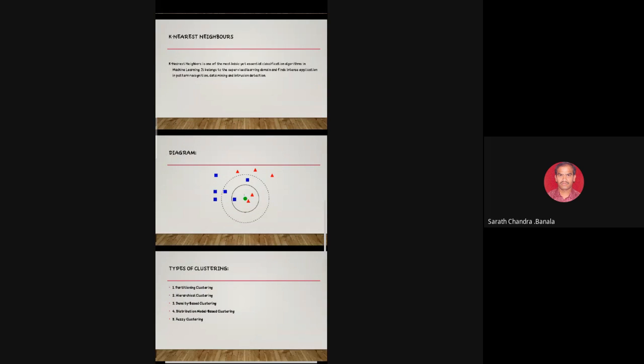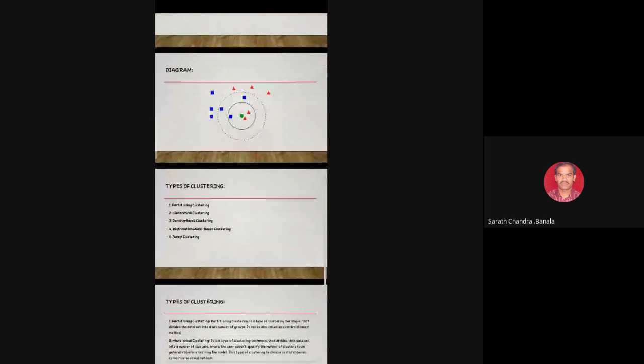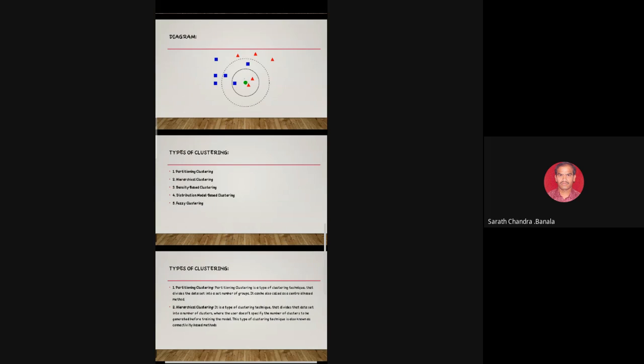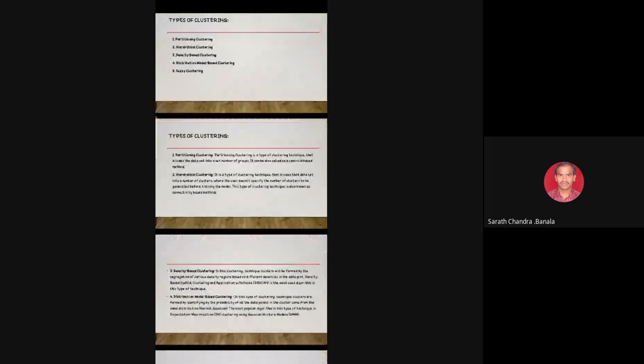We have so many types of clusters. Those are partition clustering, hierarchical clustering, density based clustering, distribution model based clustering, and fuzzy clustering. Partition clustering is a type of clustering technique that divides the dataset into a set number of groups. It can also be called set based methods.